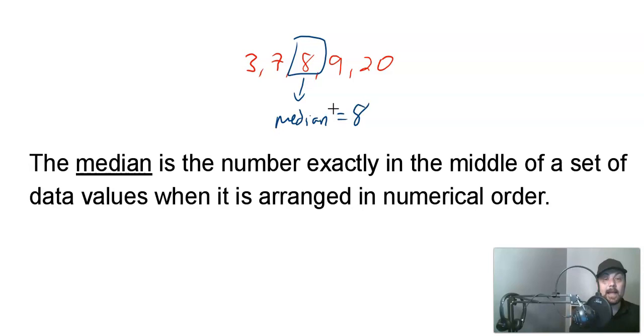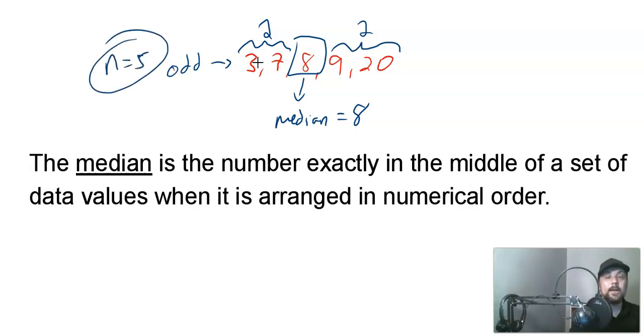And if you look at it, it is exactly in the middle because how many numbers are to the left? We have 2 numbers to the left. How many numbers are to the right? We have 2. So 8 is exactly in the middle. There's just as many data values to the left as there are to the right. That's what makes 8 the median. That's why it's exactly in the middle. And this is for an odd number of data values, right? Because n here is equal to 5. And that's an odd number.